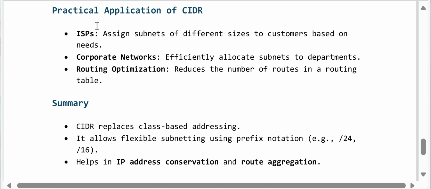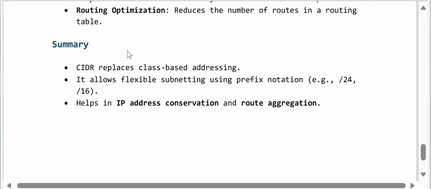So practical applications: ISPs will assign different subnets, different sizes to customers based on their needs, of course. Corporate networks efficiently allocate subnets to different departments, right? It's always about efficiency for these guys. Routing optimization, of course, because then you need fewer routing table entries.